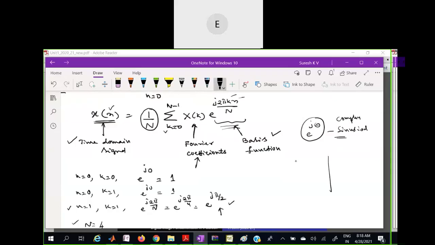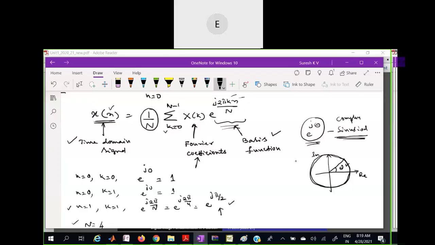All of you know, if I just plot this e power j theta, it will be a rotating vector with an angle theta. So this is the real axis, this is the imaginary axis. Depending on the value of theta, it rotates. It makes one circle and comes back. As you can see, it is repeating. So this is a periodic signal, and the magnitude of course changes. E power j something is a complex sinusoid.